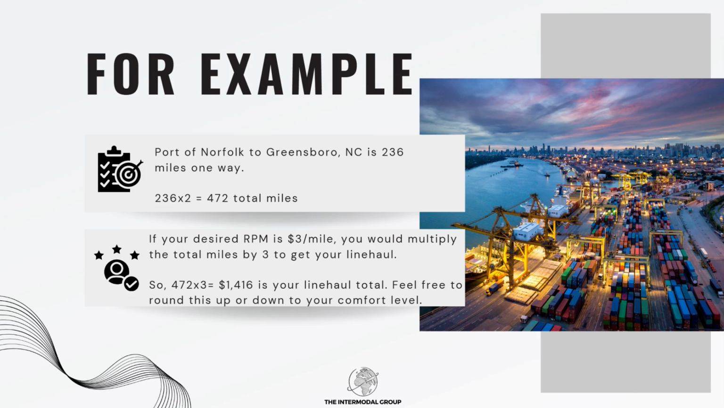So 236 times 2 equals 472 total miles. If you or your carrier's desired rate per mile is $3 a mile, you would multiply the total miles by 3 to get your linehaul. So 472, which is the total miles, multiplied by 3, which is the desired rate per mile, equals 1,416, and this is your linehaul total. And you can feel free to round this up or down to whatever your comfort level is.